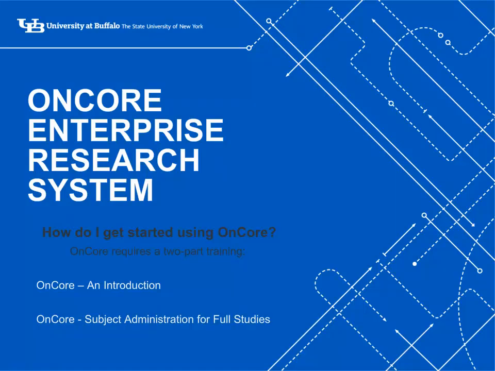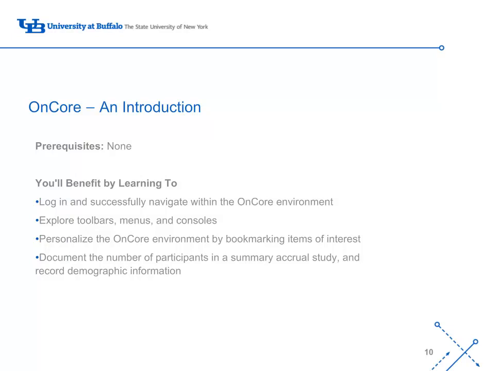How do I get started using OnCore? OnCore requires a two-part training: OnCore an Introduction and OnCore Subject Administration for full studies. There are no prerequisites required in order to register for OnCore an Introduction. You'll benefit by learning to log in and successfully navigate within the OnCore environment.